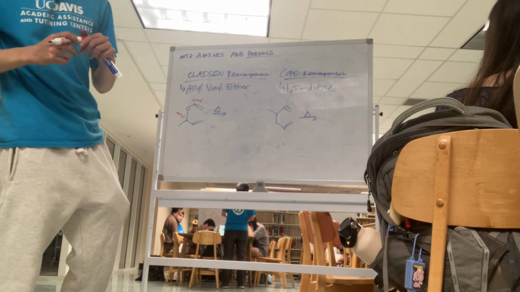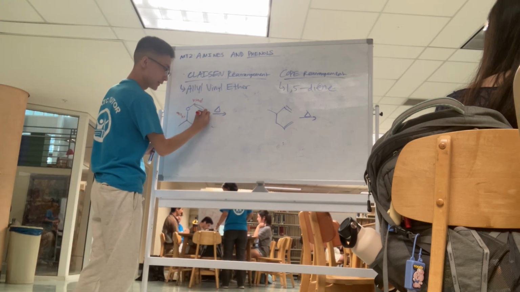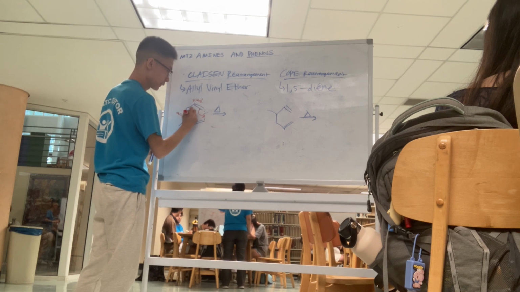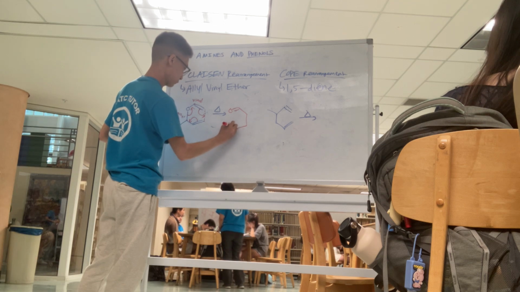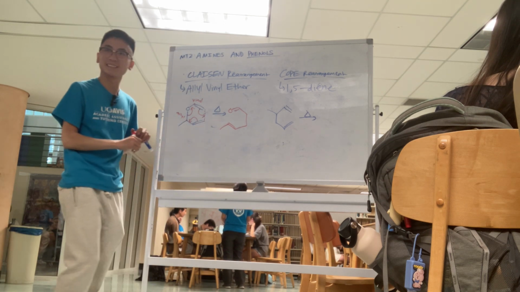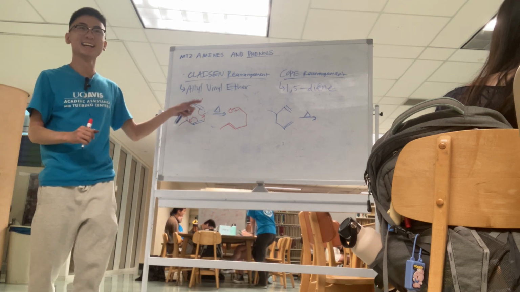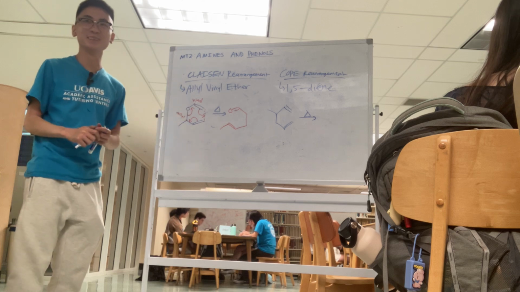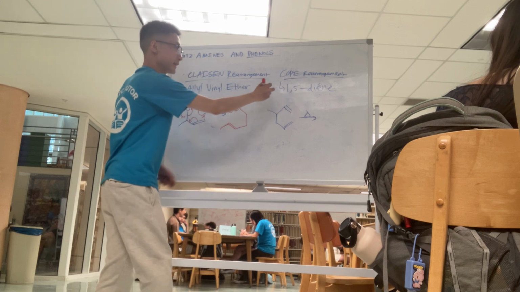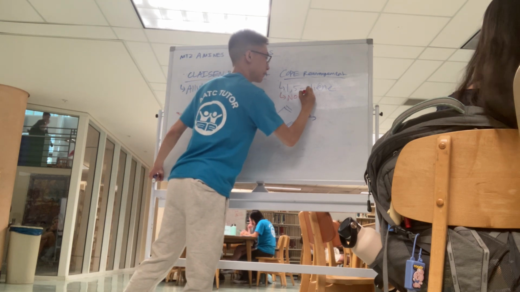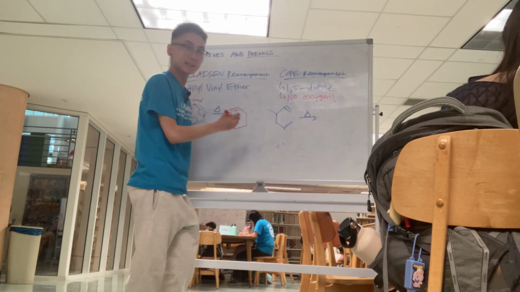Yeah, you need both vinyl and allyl ether for Claisen rearrangement. And then here are the arrows, like that. And that's the final answer. Yeah, that's the mechanism. And then for the Cope rearrangement, there are no oxygens. It's a 1,5 diene.